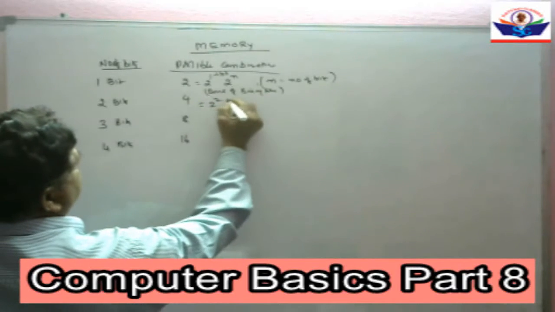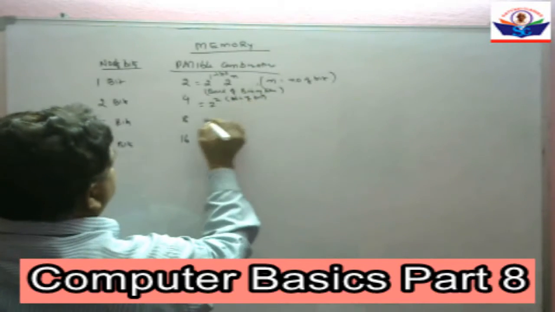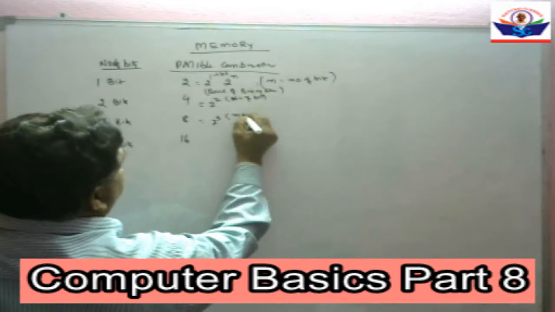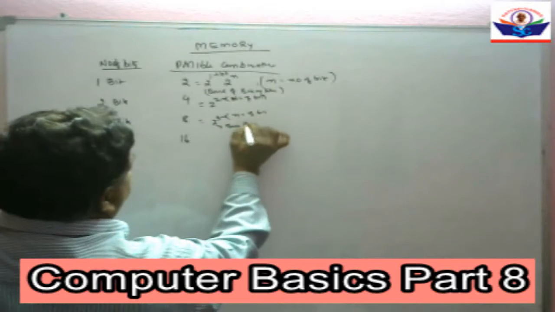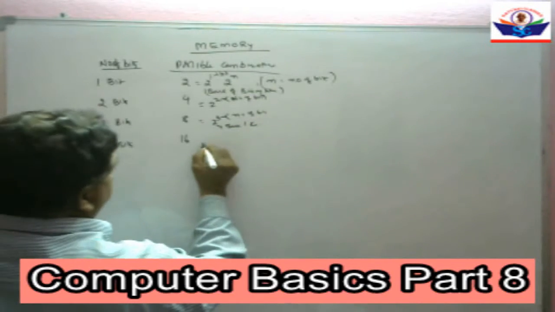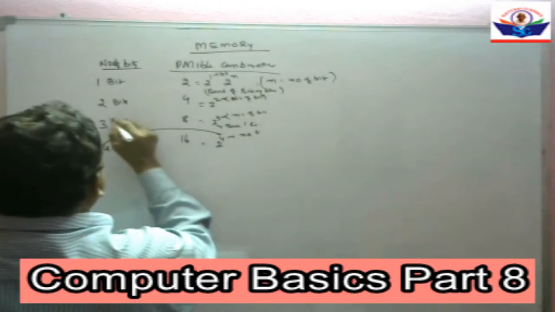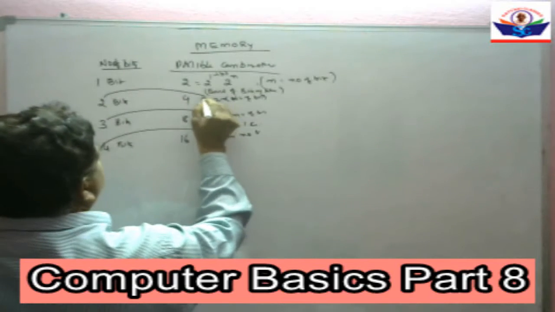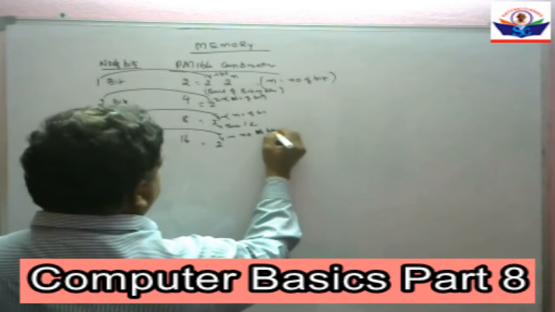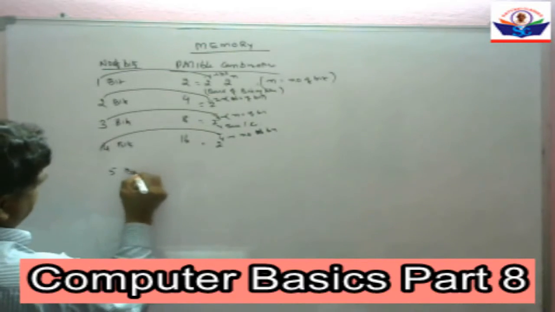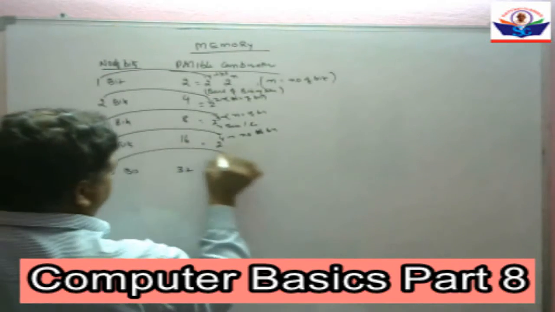Now 2 squared, that means 2 is the number of bits. 2 cubed, 3 is the number of bits. This is the base or radix. Now 2 to the power of 4, 4 is the number of bits. 2 to the power of number of bits. With 5 bits, how many possible combinations? 32. How? 2 to the power of 5.